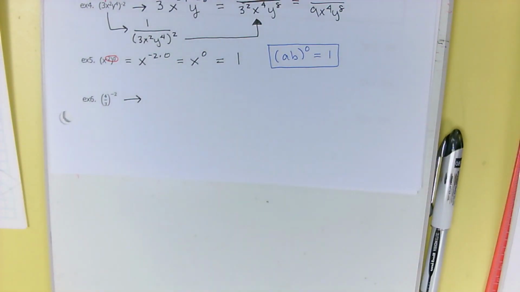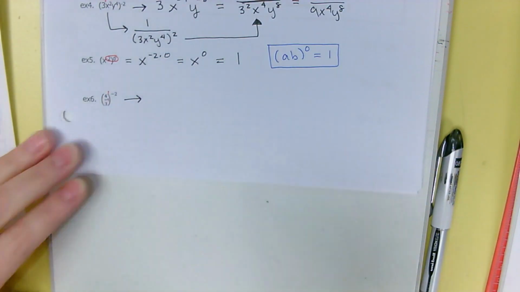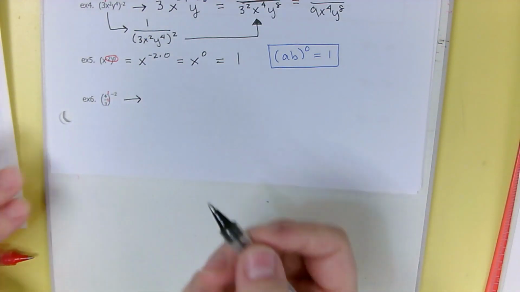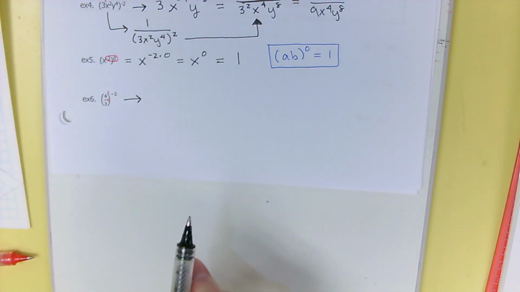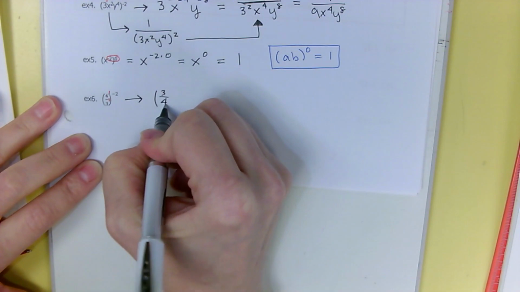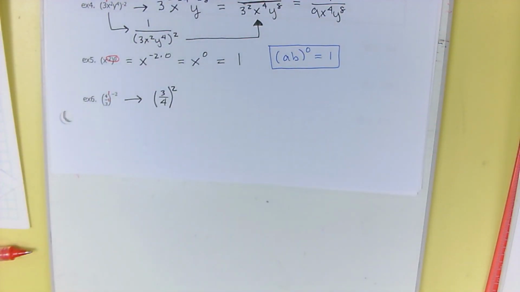All right, so when you have a fraction raised to a power of negative 2, that 4 is to the power of 1, 3 is to the power of 1. One way to do that is to take care of the negative by flipping the fraction. So I can flip it and make it 3 over 4 to the power of positive 2. So you can flip it at the beginning.